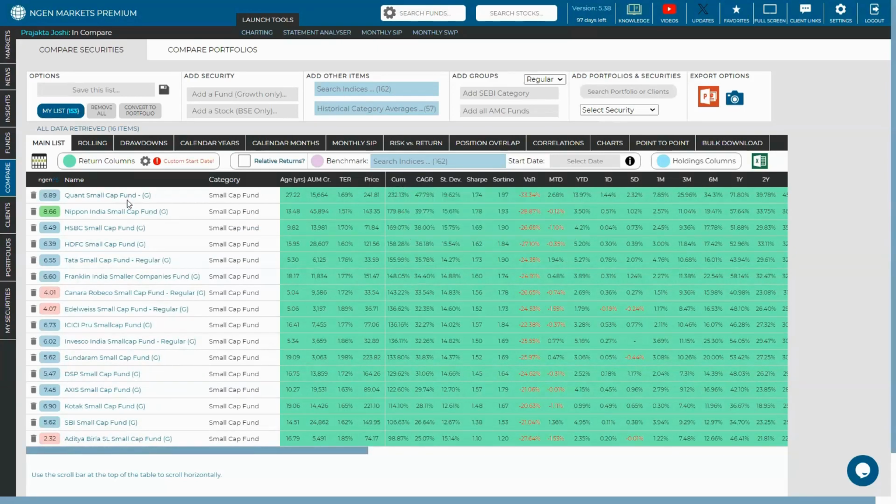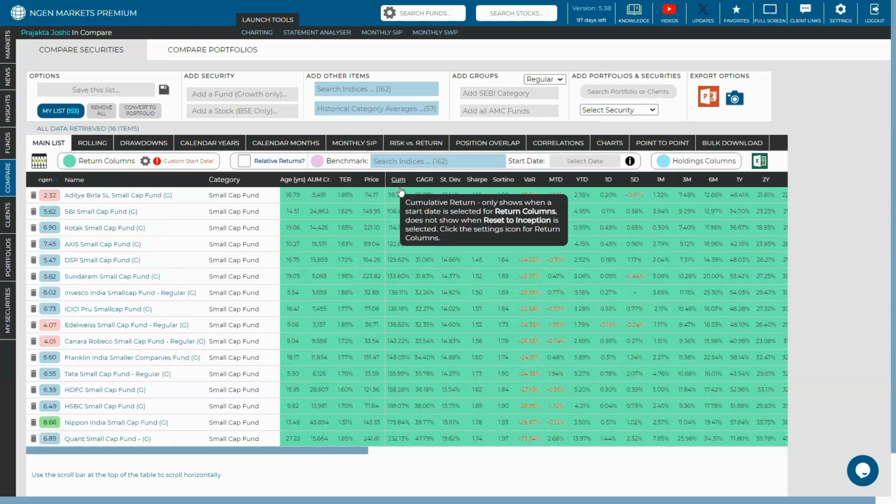In this case, we can see the highest return in this time period of last 3 years has been given by a Quant small cap fund. That's 232% return in the last 3 years. On the other hand, in this case, the lowest return is by Aditya Birla Sun Life small cap fund. Cumulative or absolute return is 98%. Okay, this is cumulative or the absolute return. Now let's go on to some other ratios.